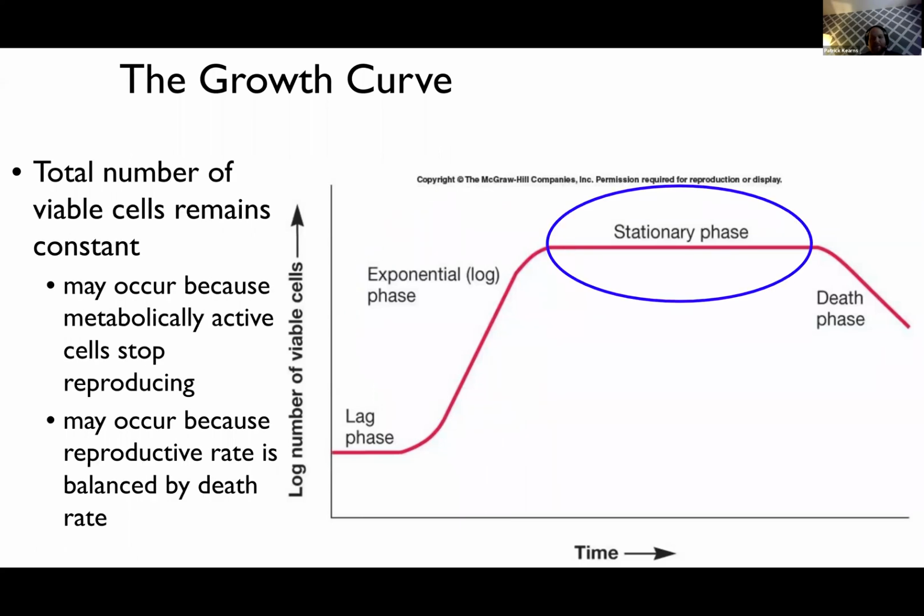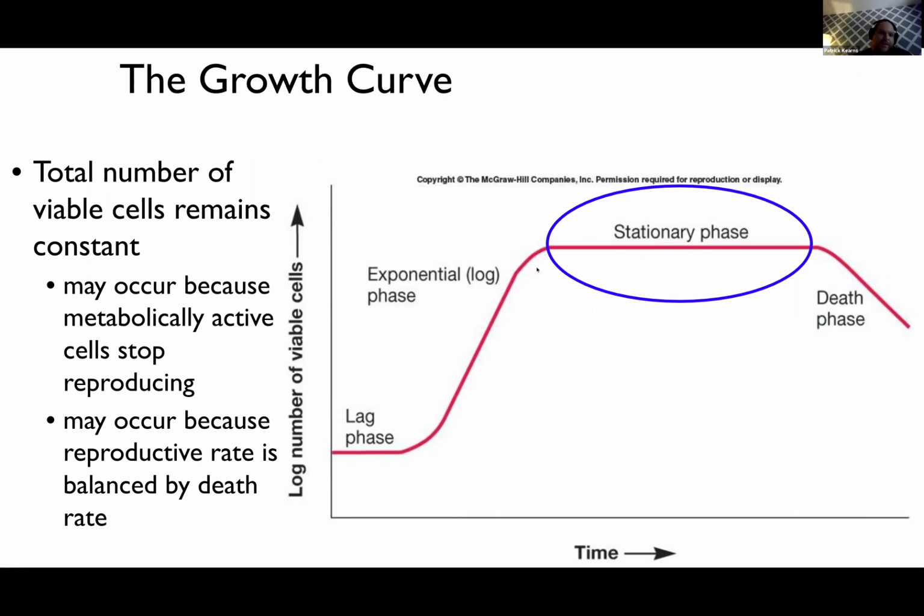Next up is the stationary phase, and this is where things plateau. So the total number of viable cells remains constant. And so this happens for a couple different reasons. Typically, it's because the cells have become metabolically inactive because they're starting to run out of nutrients. And so they're starting to run out of nutrients, or they're starting to sense they're running out of nutrients, and so they're going to stop reproducing. It can also happen because the reproductive rate is balanced by the death rate. And what does that mean? Well, it means that if you have 10 bacteria dying, that means 10 new bacteria are being born, which means you're not increasing the total number of cells here.